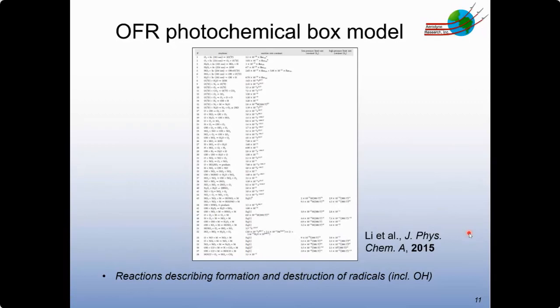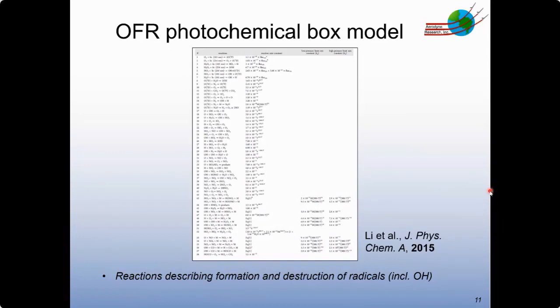Another tool that has been developed to more comprehensively characterize OFR conditions in the PAM OFR, as well as other OFRs that use the same photochemistry, is this open source photochemical box model that was developed by Bill Brune at Penn State, who introduced the PAM concept that I'll be talking about in a couple slides, and that has been refined by other groups over the last few years.